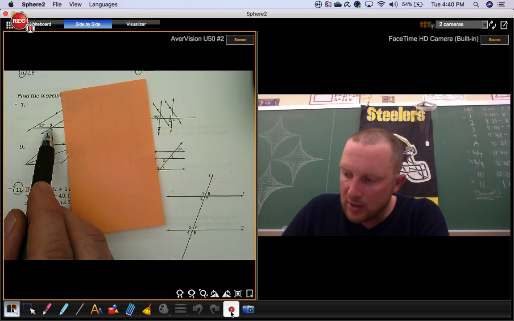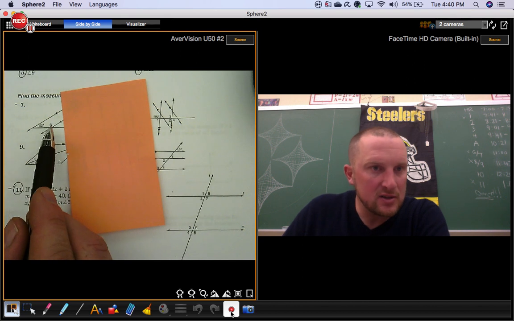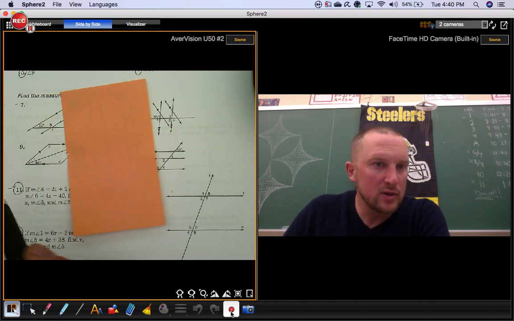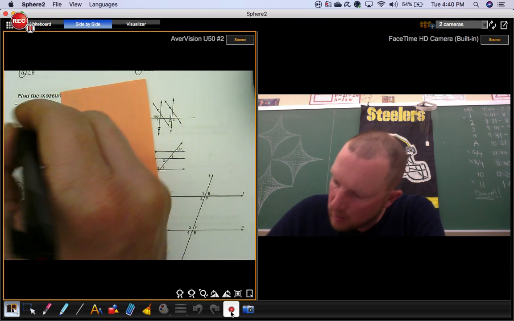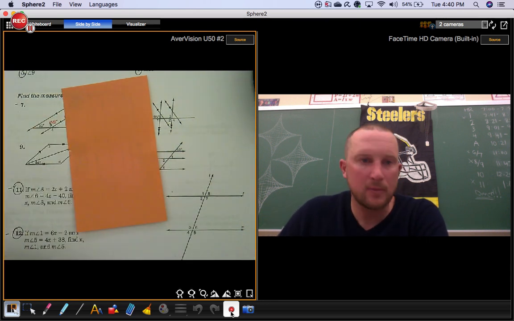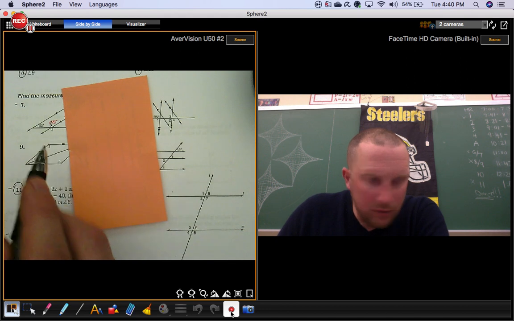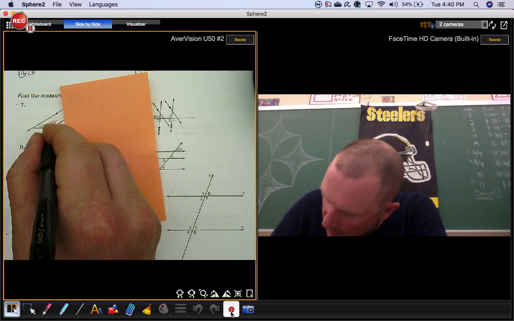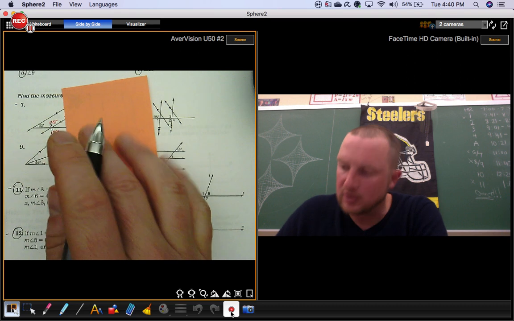This 32-degree angle and this angle 3 are consecutive interior, so we know they add up to 180. So this one is going to be 148 degrees. And then this angle 4 is vertical to that, so it's going to be 148 degrees also.